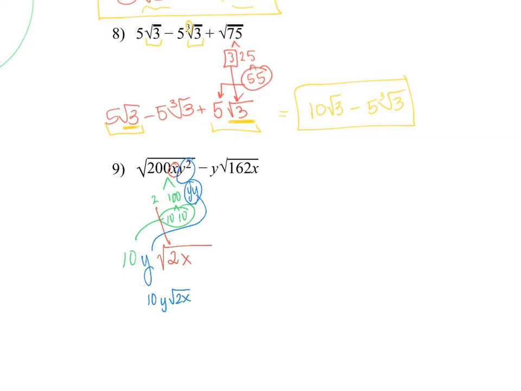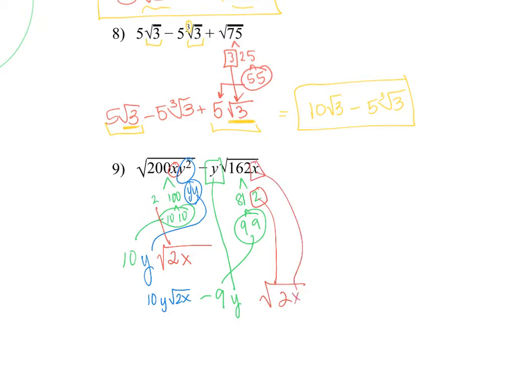On the other side here, we have 162. Well, that's 81 times 2. And 81 is 9 times 9. So for that pair, we get to pull it out. Now, there's already a y outside of this guy, so I'm going to write that down with that negative. And so then this 2 doesn't have a partner. It has to hang out inside. And also the x doesn't have a partner. He has to hang out inside.